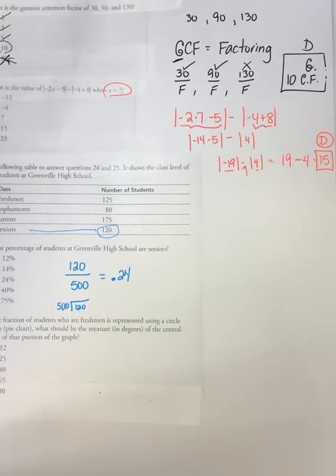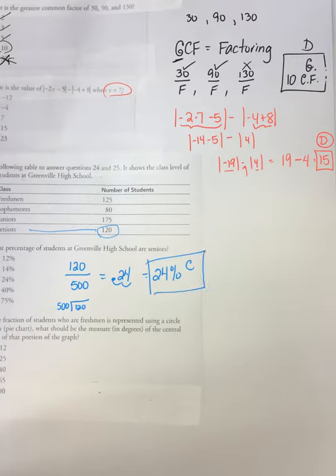But the question doesn't ask for a decimal, it asks for a percentage. So when you look over at your possibilities, you'll be able to see how the decimal has been moved 2 places to the right to convert from decimal to percentage. So we're going to have 24% or C for our answer on 24.